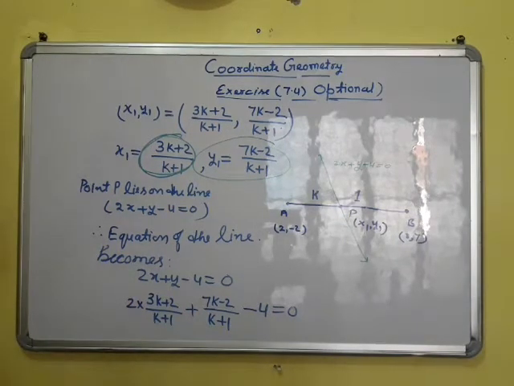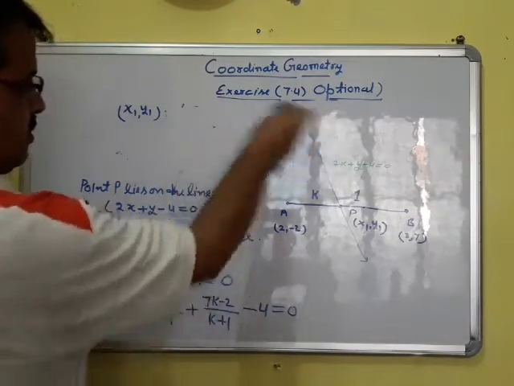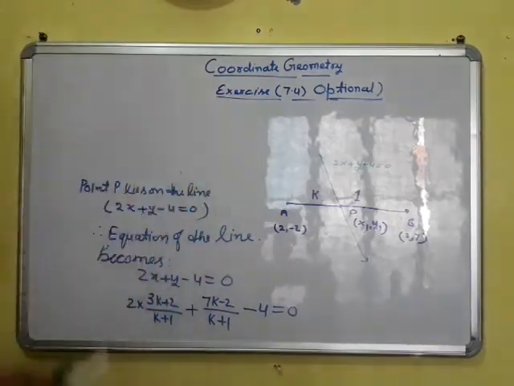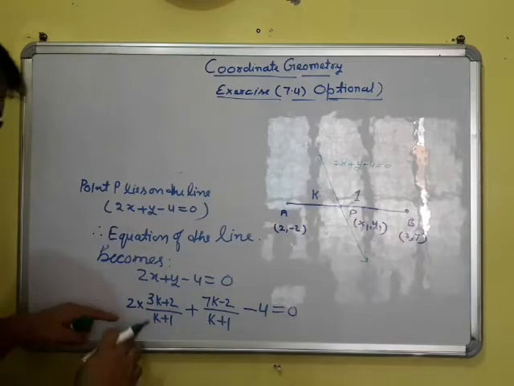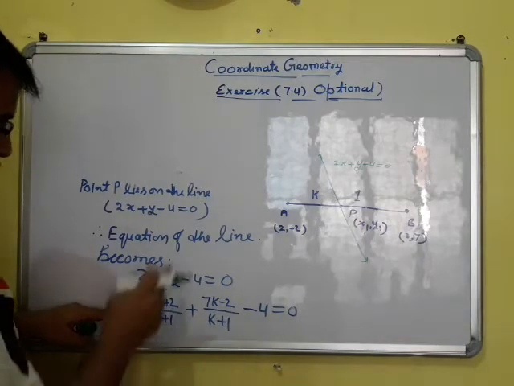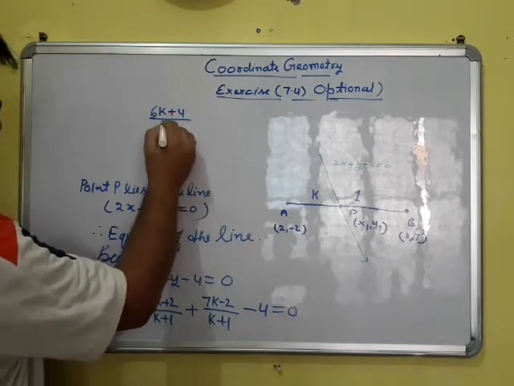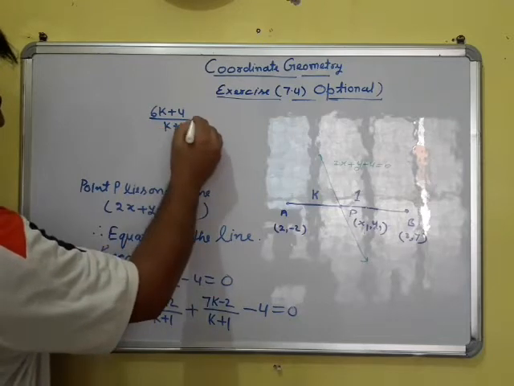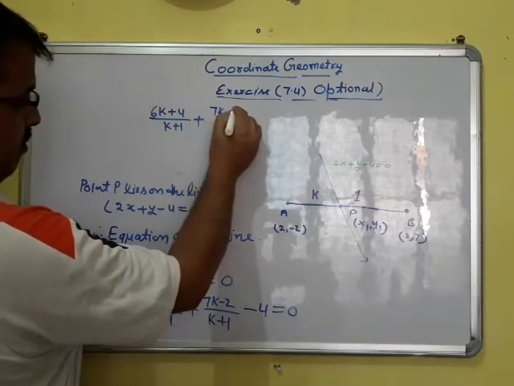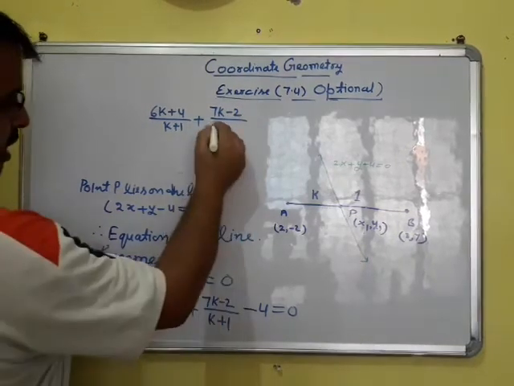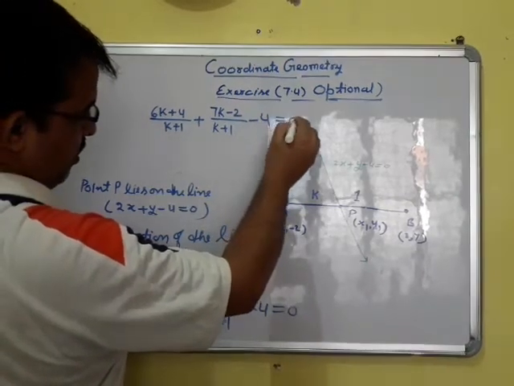Now look here, what we write. Here is 2 multiplied by 2, this one gets 6k plus 4 by k plus 1, and plus 7k minus 2 upon k plus 1 and minus 4 is equal to 0.